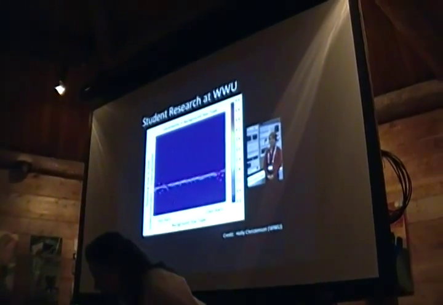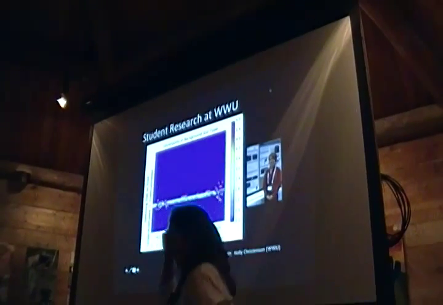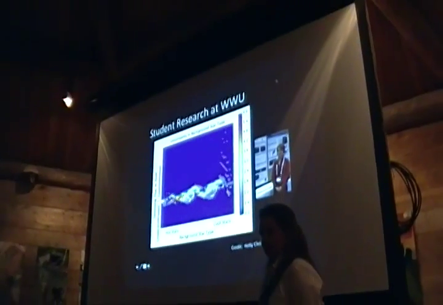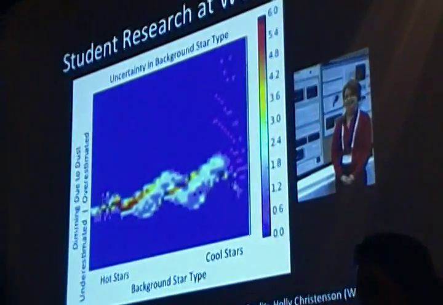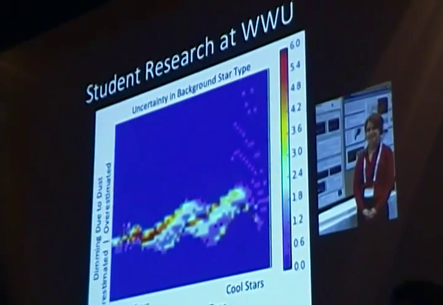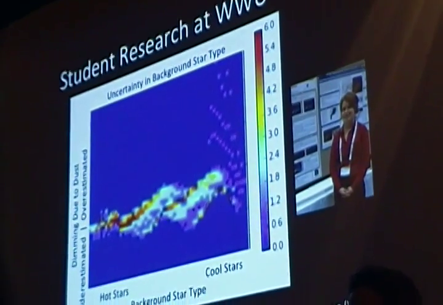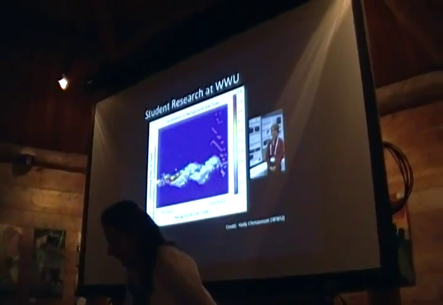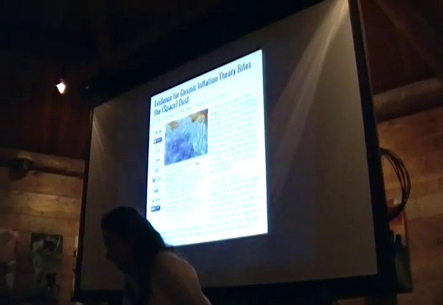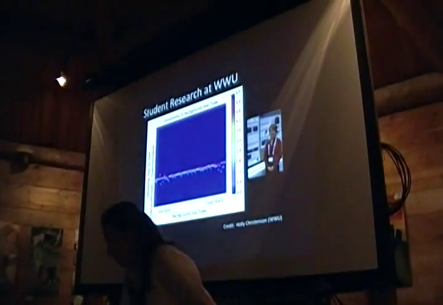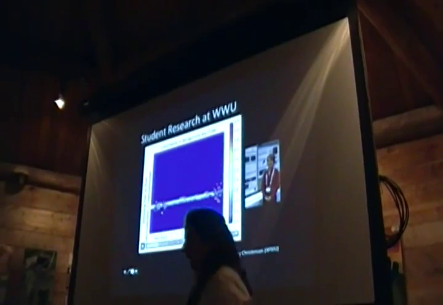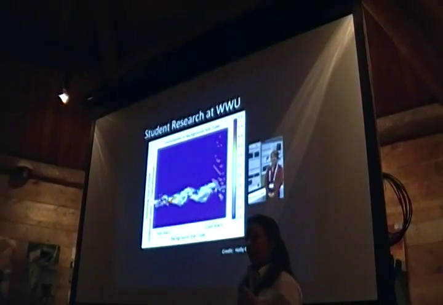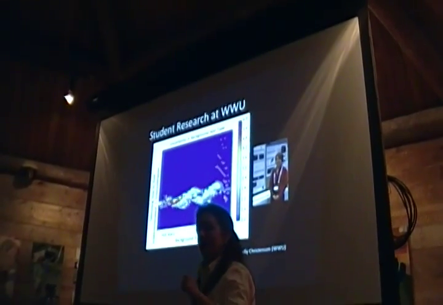Okay, and I cannot resist showing at least one example from one of my students. This is Holly Christensen. So for those of you who are faculty in astronomy programs that have a graduate component, Holly Christensen. She's awesome. She's an undergraduate. She presented this work at the American Astronomical Society meeting. And what she's showing here is how certain you are about the type of background star is going to determine how well you know the dimming of that star.